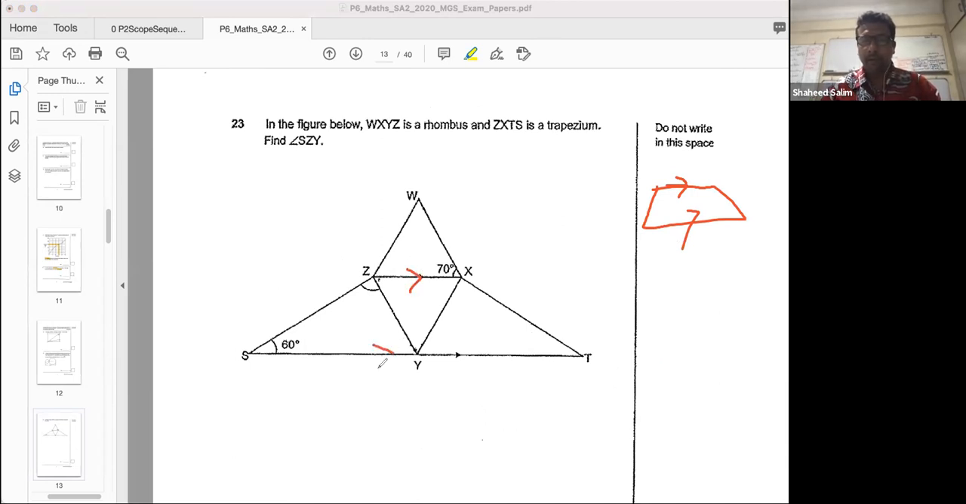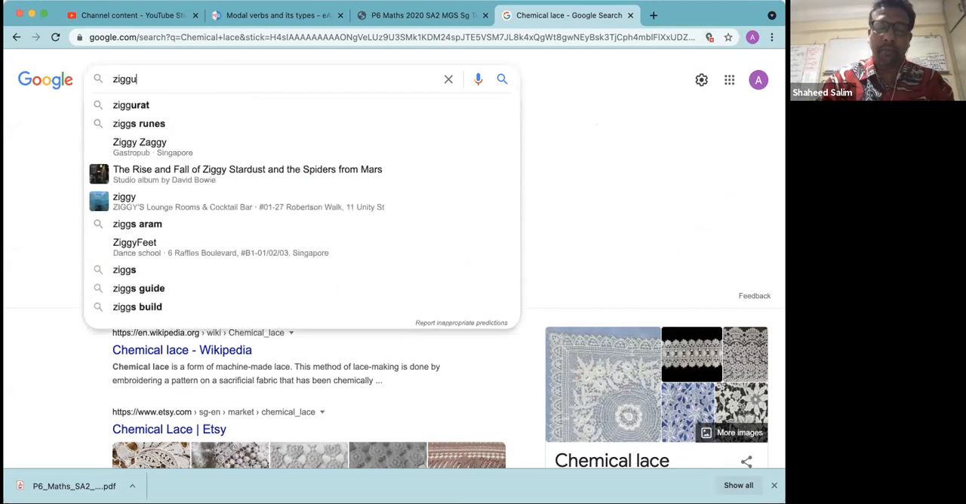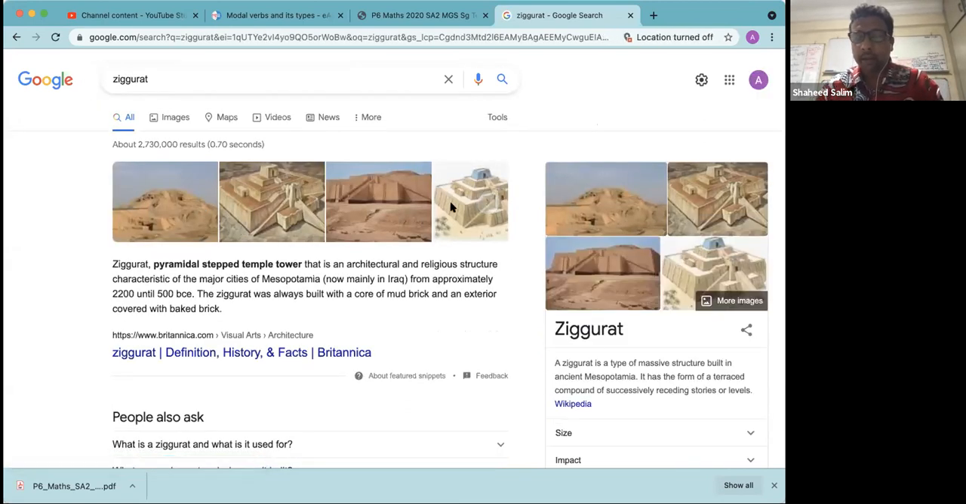Can you see this whole thing is like a ziggurat? You know what's a ziggurat? Okay, I'll show you now. Have you seen a ziggurat before? A ziggurat is like a pyramid, but it's found in the... Can you see the ziggurat? Like this.